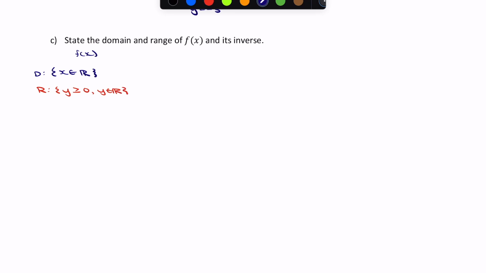So here, in terms of our inverse, I'm going to flip that. So our domain, x is greater than or equal to 0, x is an element of real numbers, and our range, y is an element of real numbers.